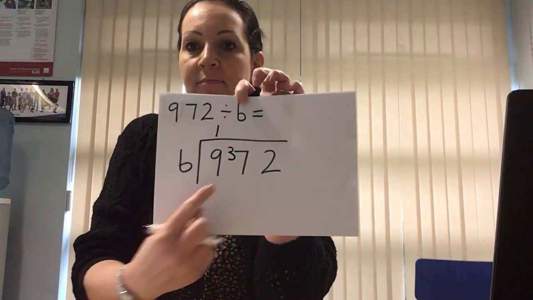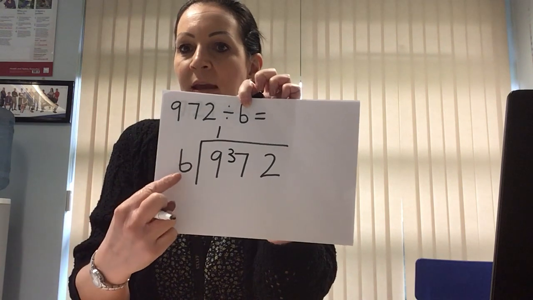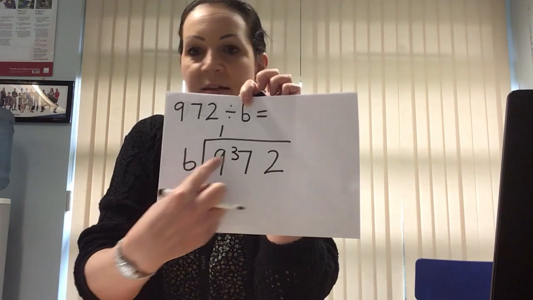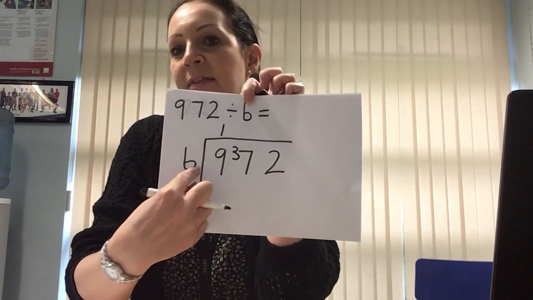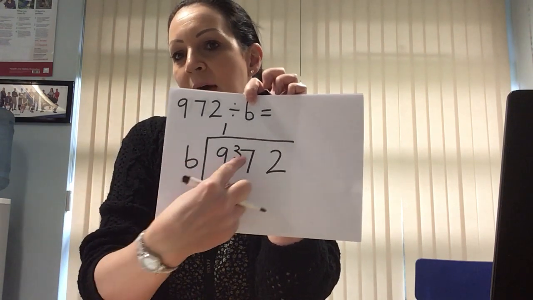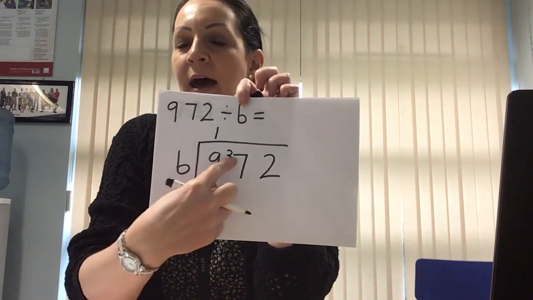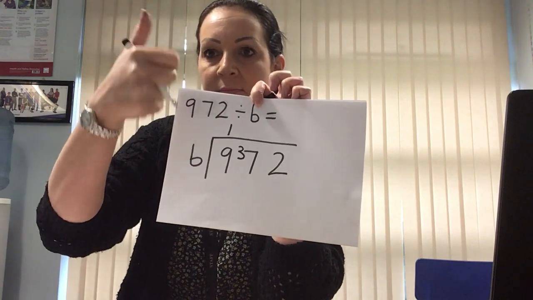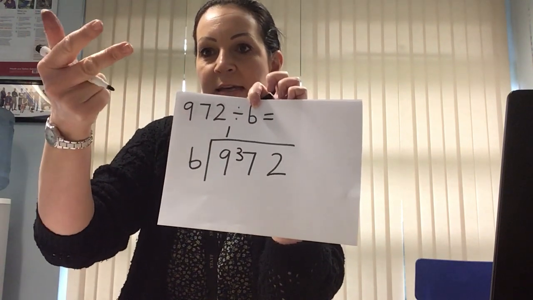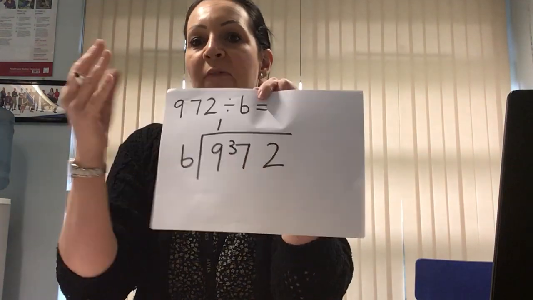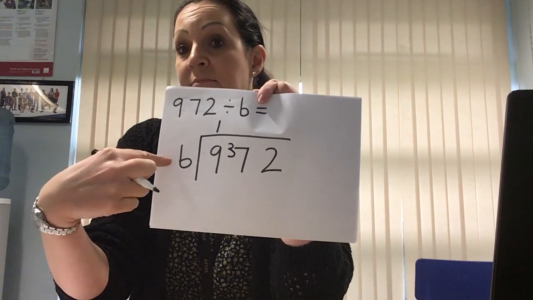Right. We've made 37. Now I know that 6 doesn't go into 37, okay? So we've got to find the nearest number to 37 that our 6 would go into. Okay, so I know 6, 12, 18, 24, 30, 36, 42. Well, we haven't got enough for 42, have we? Okay, we've got enough for 36 because we've got 37.